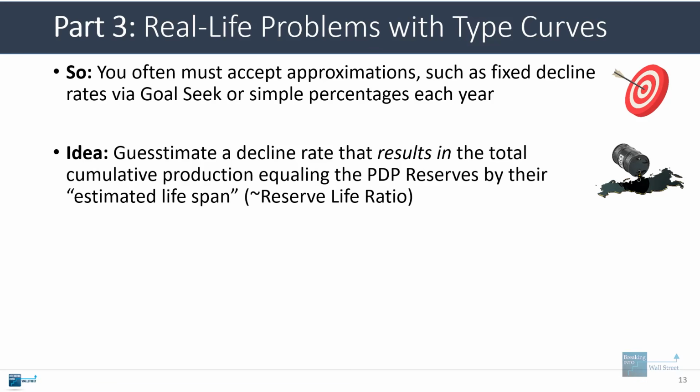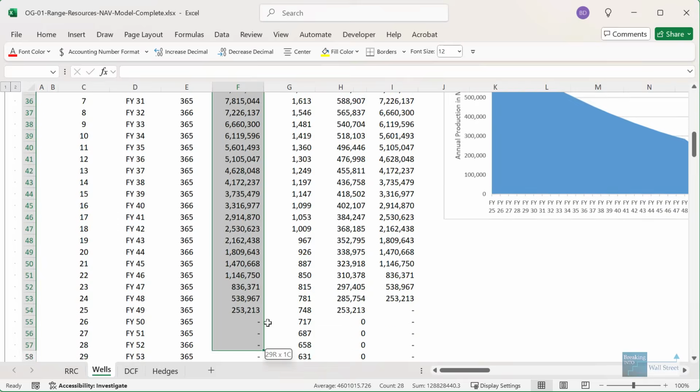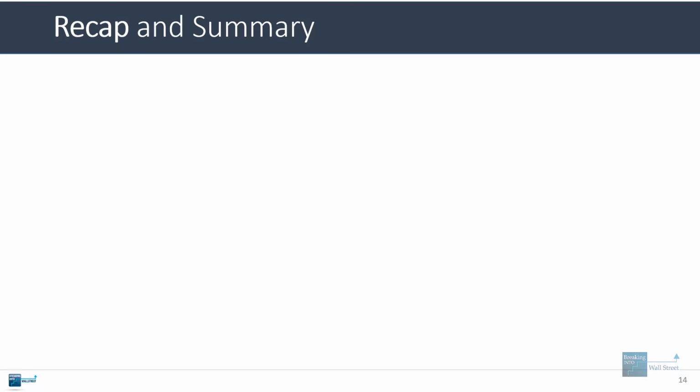And I just summarized what we did here, where this company has a reserve life of around 20 or so years, so we just assume that this production extends out for about 25 years in the analysis, and we set a decline rate that gets us something in that range. So that's about it. Let's do a recap and summary.